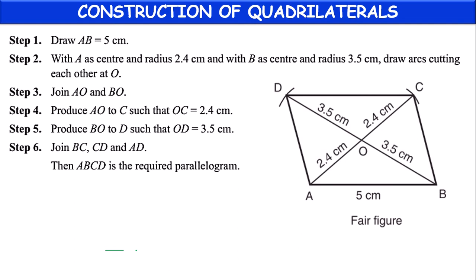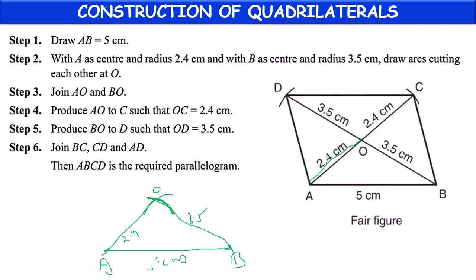So here, children, draw AB, 5 cm. Now AO is 2.4, so with 2.4 cm, draw an arc from point A. Then with 3.5 cm from point B, cut this arc, mark this point as O, join OA, join OB. Now we have got the triangle with 3.5 cm, 2.4 cm, 5 cm dimensions.